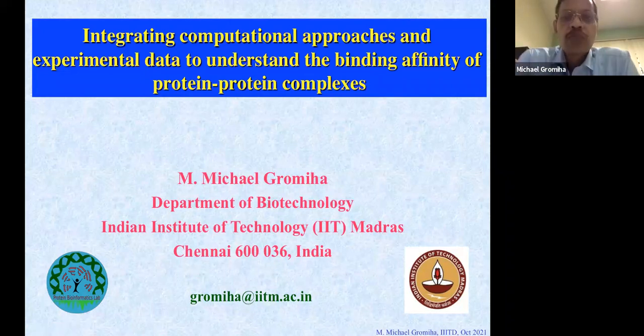I'll present the work on protein-protein interactions by integrating computational approaches and experimental data to understand the binding affinity of protein-protein complexes. First I'll discuss the structural analysis of protein-protein complexes, followed by the prediction methods: how to discriminate high and low affinity complexes and predict the binding affinity, what happens upon mutation, how far we can predict the binding affinity change upon mutation, and how this is related to disease-causing mutations.